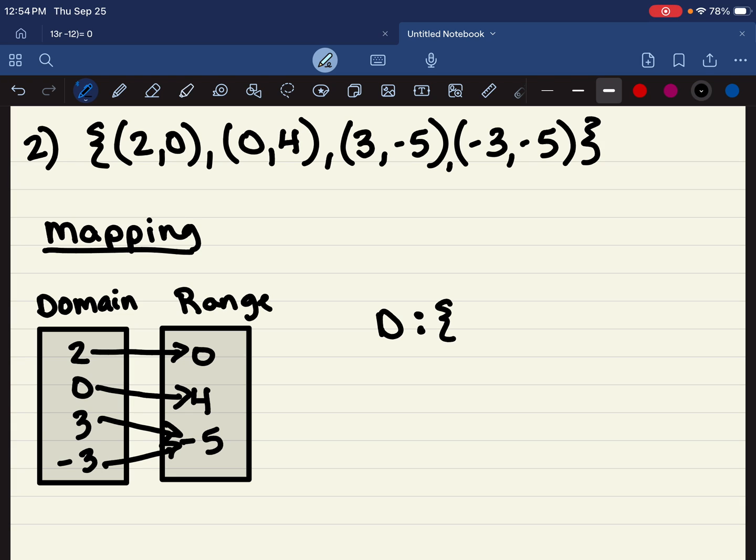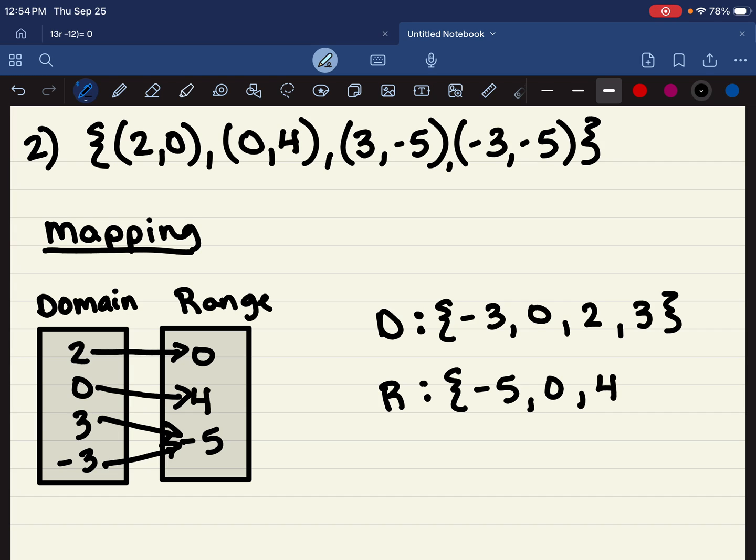Okay, who can tell me how to list my domain? From least to greatest. -3, 0, 2, 3. Good. The only difference, you guys, from mapping to domain and range is you have to put it in order from least to greatest. Okay, we still don't repeat any numbers. What would I write for my range? -5, 0, 4. Good.